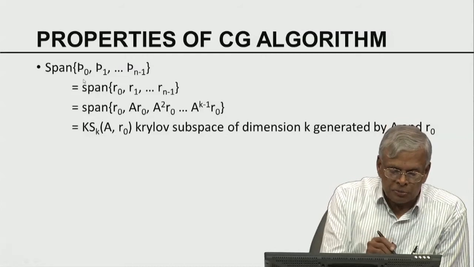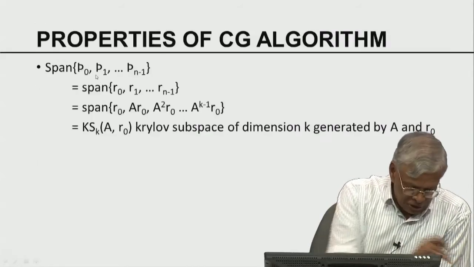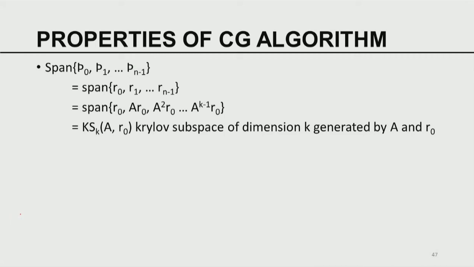Another property is span of P naught to P n minus 1 is the same as span of R naught to R n minus 1, which is also equal to the span of R naught, A R naught, A square R naught, up to A to the power K minus 1 R naught. This must be A to the power of N minus 1 R naught. And this space that is generated like this is called the Krylov subspace.